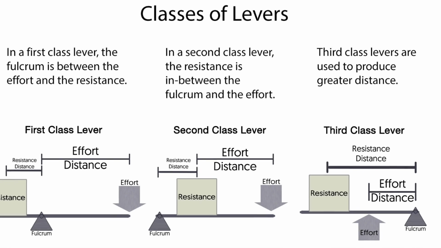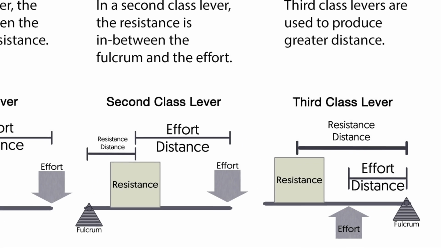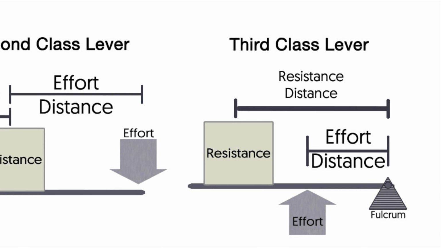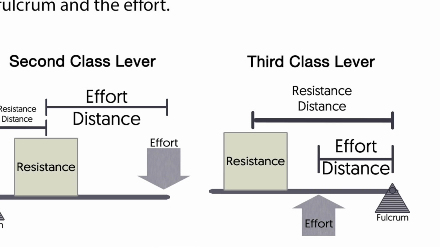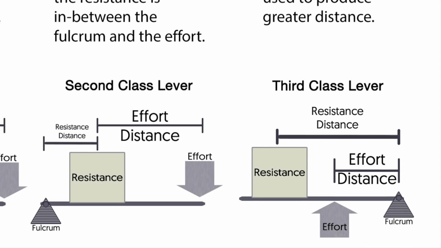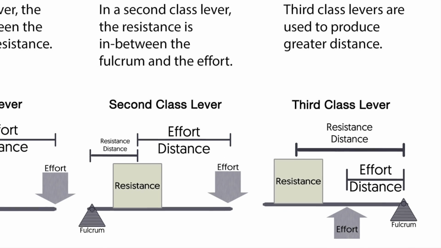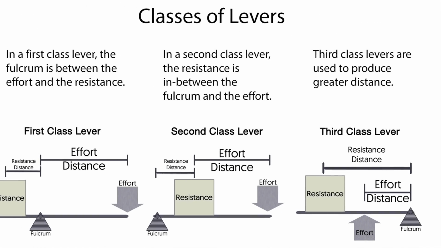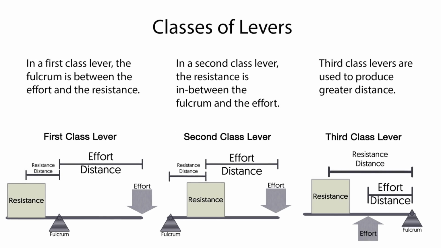In a third-class lever, the force is applied in between the fulcrum and the resistance. A baseball bat is a classic example of the third-class lever. The end of the bat where the ball is struck is the resistance. By exerting the effort at the base of the bat, close to the fulcrum, you are able to make the end of the bat fly quickly through the air.